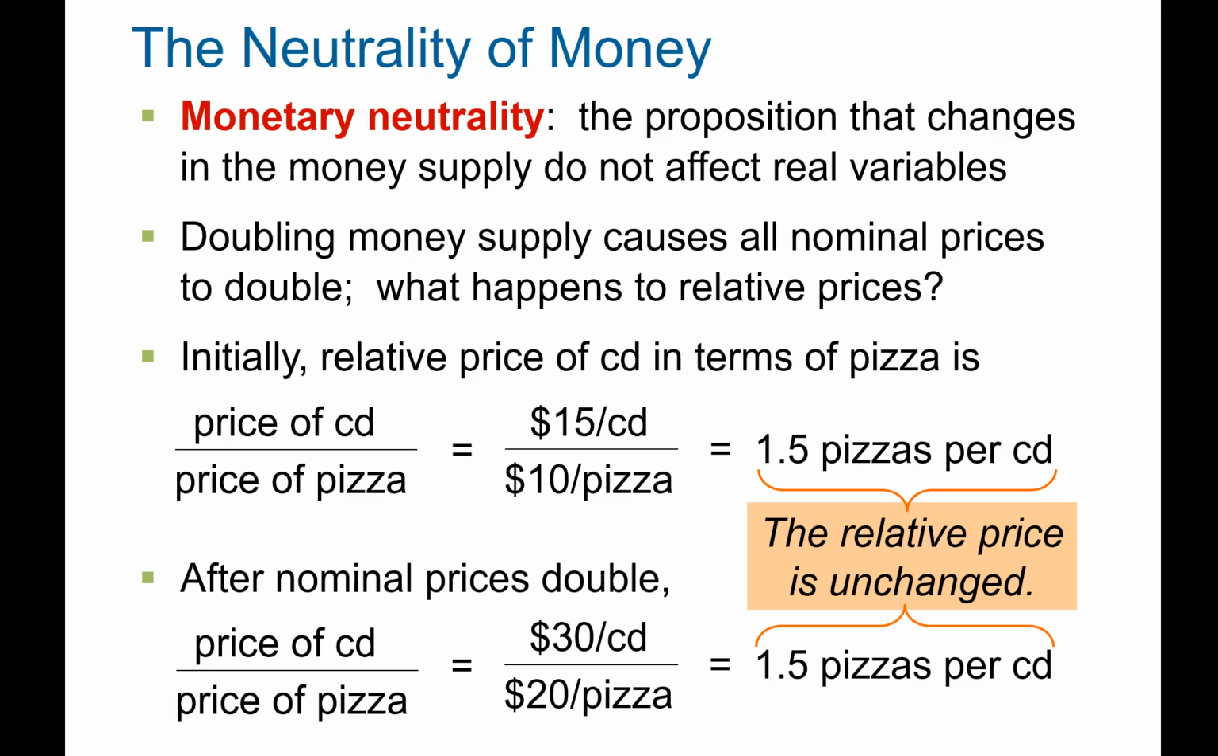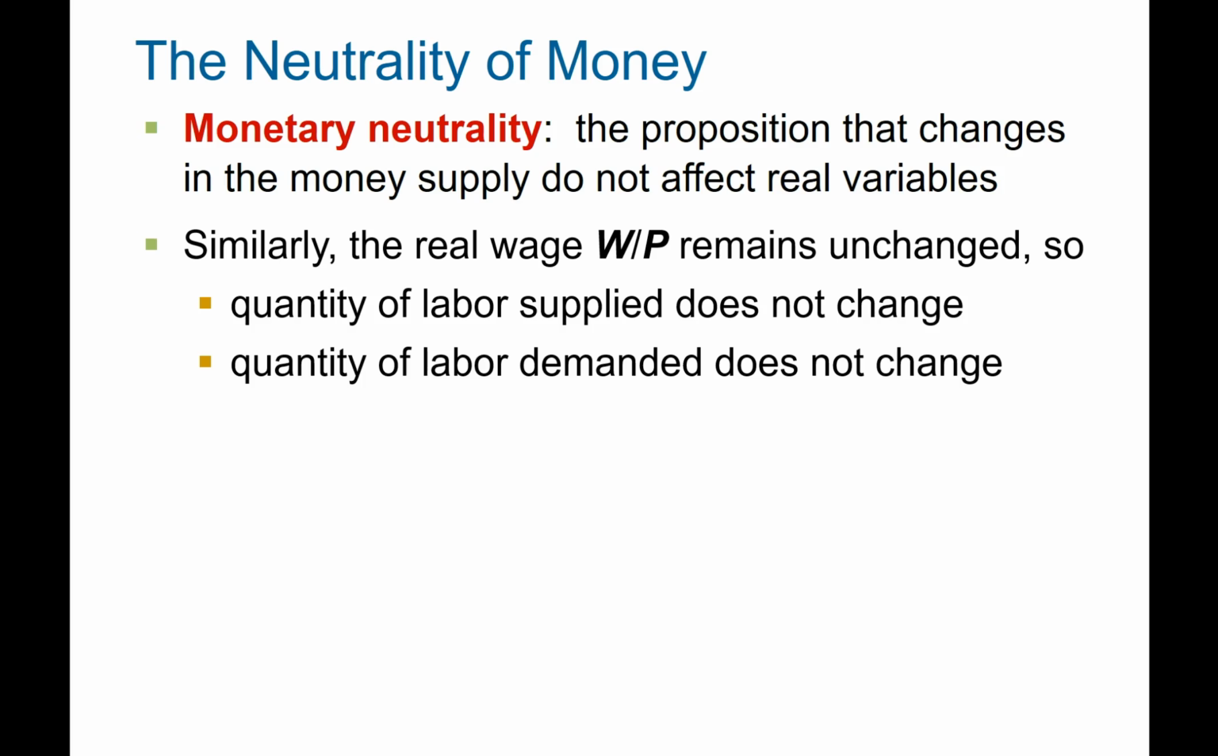So if we compare this to the real wage and the same idea of the neutrality of money, we can see that the real wage also remains unchanged by changes in the money supply. So let's use that same example. The quantity of labor supplied doesn't change, the quantity of labor demanded doesn't change, total employment of labor doesn't change, and the same idea of neutrality applies to the employment of capital and other resources.